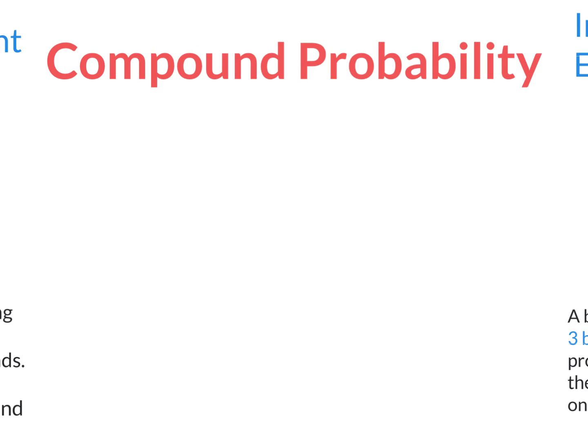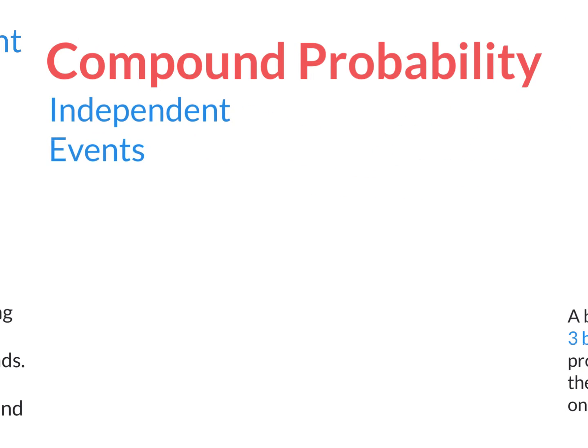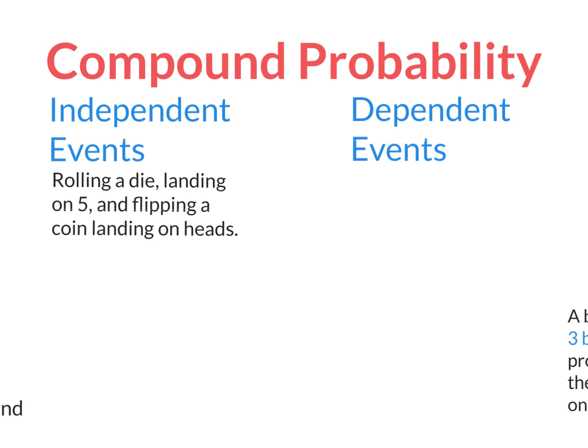Now there's two types of these compound probabilities, and it might be more than two. It could be 3, 4 probabilities together. So there are two types of compound probabilities. There's independent events that happen in a compound probability, and there's also dependent events. Now, what is an independent event? It's something like this. If I asked you, what is the probability of rolling a die and landing on the number 5 and also flipping a coin and it landing on heads? That's a compound probability that's independent of each other.